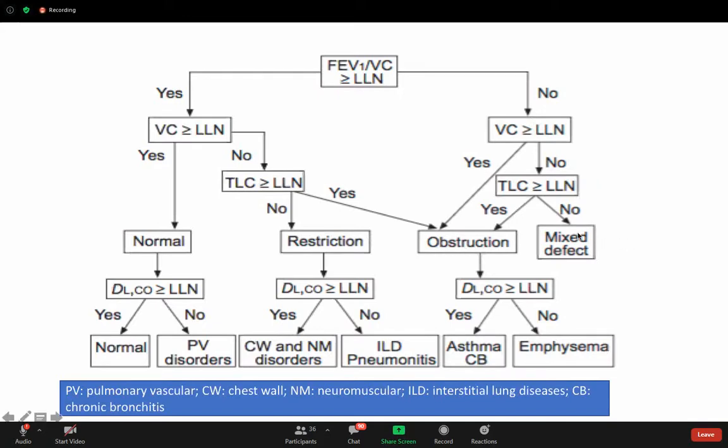And don't focus on a mixed defect. I think it's beyond your level. I think maybe the medicine residents should know that, but not you guys.